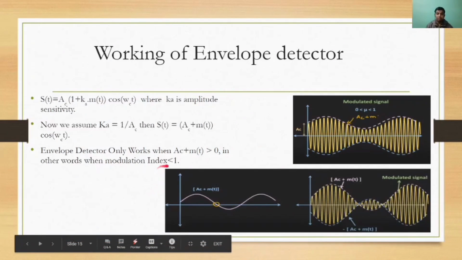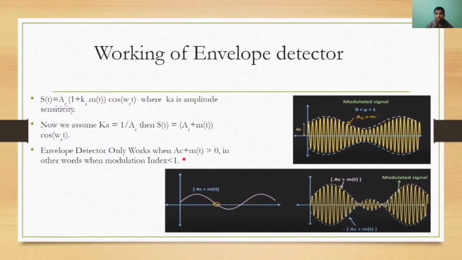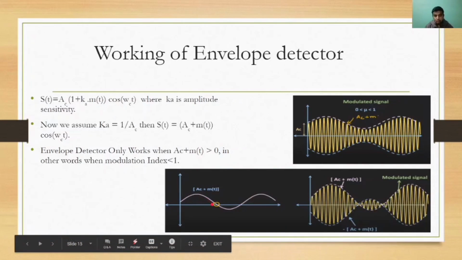And now we will discuss why it is important to have the modulation index less than 1. As you can see, when Ac plus m(t) crosses 0 into the negative region, this means we have a modulation index greater than 1. And when this happens, as you can see at this crossover point, there is a 180-degree phase reversal.